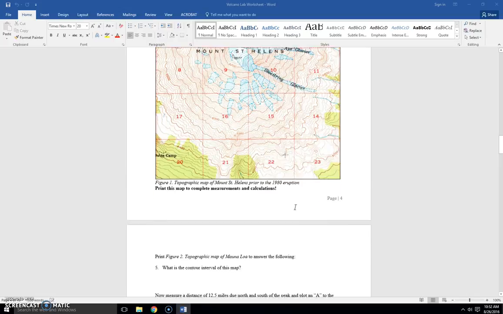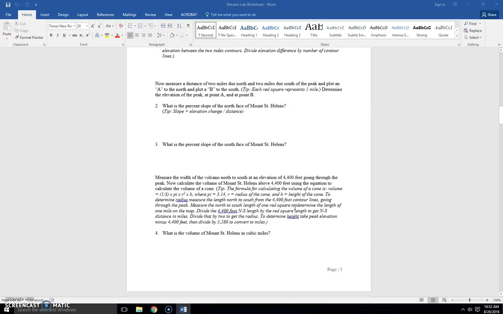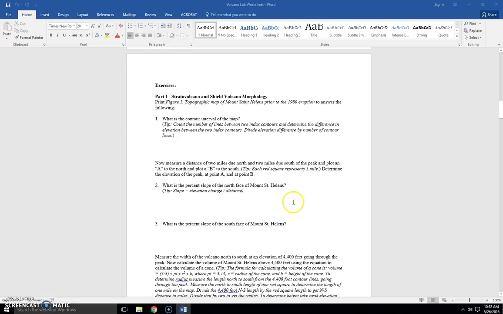Other things, you get to calculate slope, and you want slope percentage. So to figure out slope, you have elevation change divided by distance, which gives you a fraction or a decimal number. And to get the percentage, you just times that number by 100.